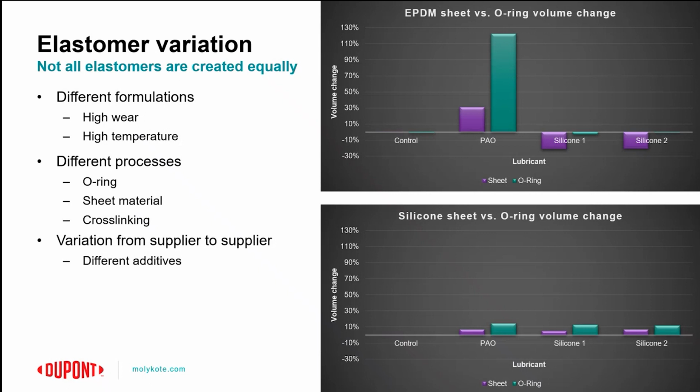And it's also worth noting that you'll have variation from supplier to supplier for elastomers. An EPDM made by one may not be the same as an EPDM made by another. Everyone has different additives that separate their product from the rest.